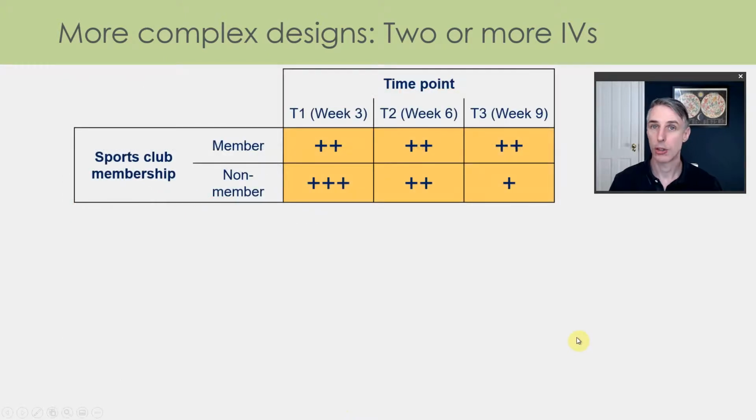Okay, again, just representing that schematically can help. Here is alcohol consumption, or expected alcohol consumption at times 1, 2, and 3 for sports club members and non-members.